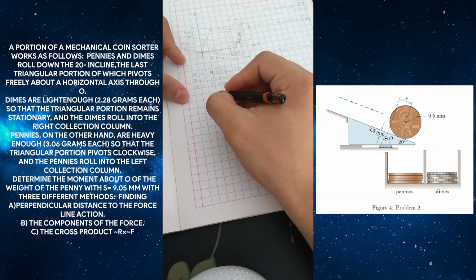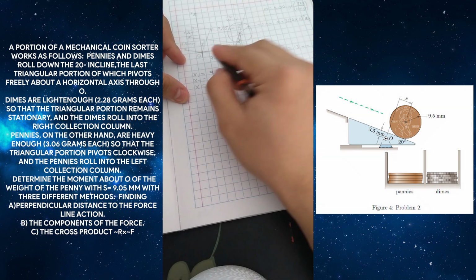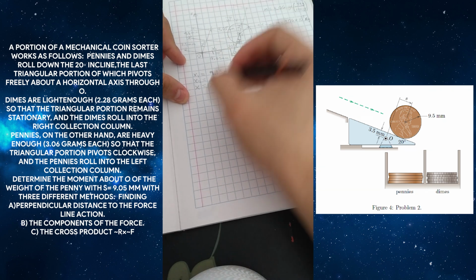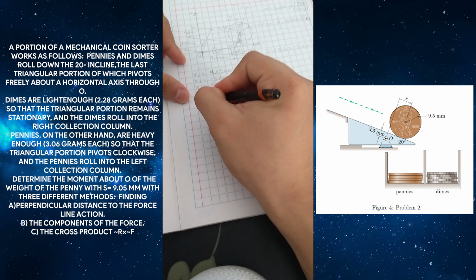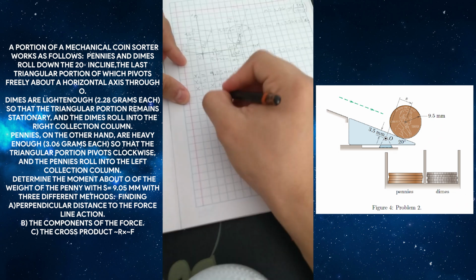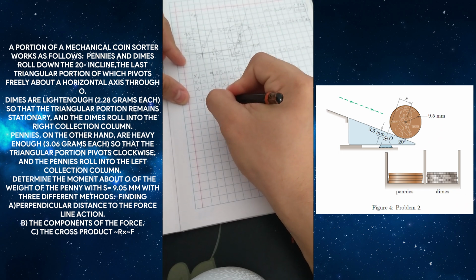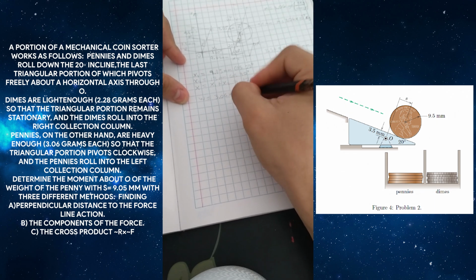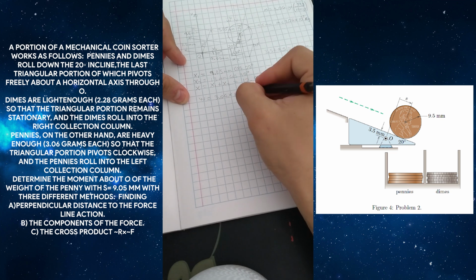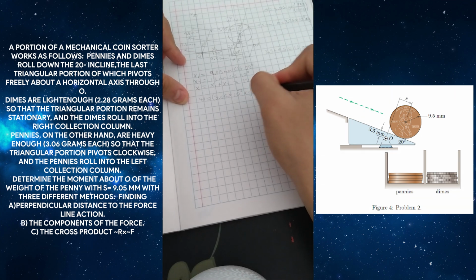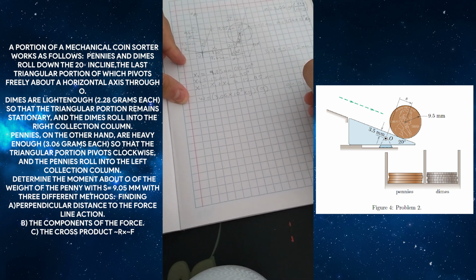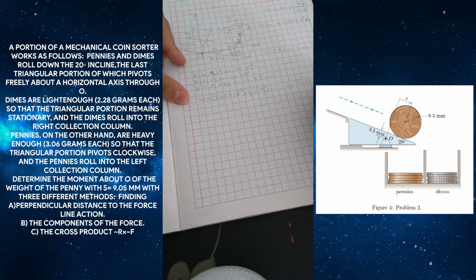Well, so far we have the perpendicular distance, and the weight is equal to the mass, that is 3.06 times 10 power minus 3 kilograms times the gravity. I'm going to use the gravity as 9.81 meters over seconds square.